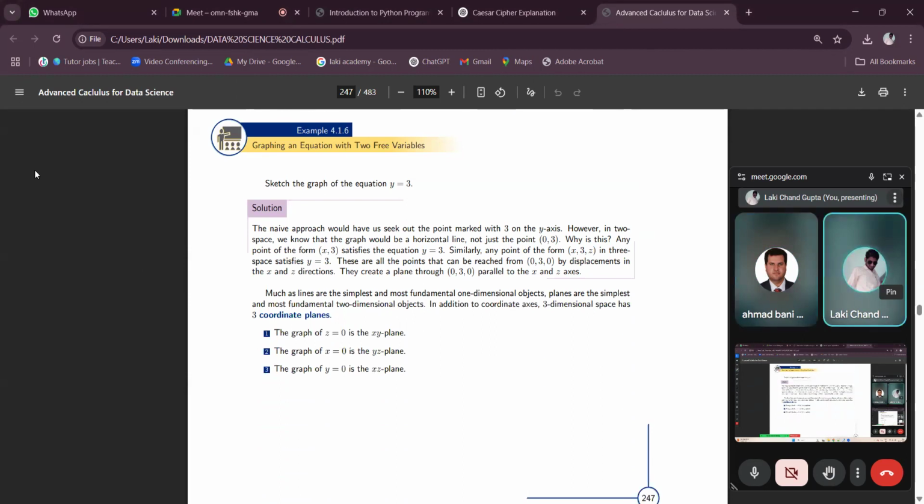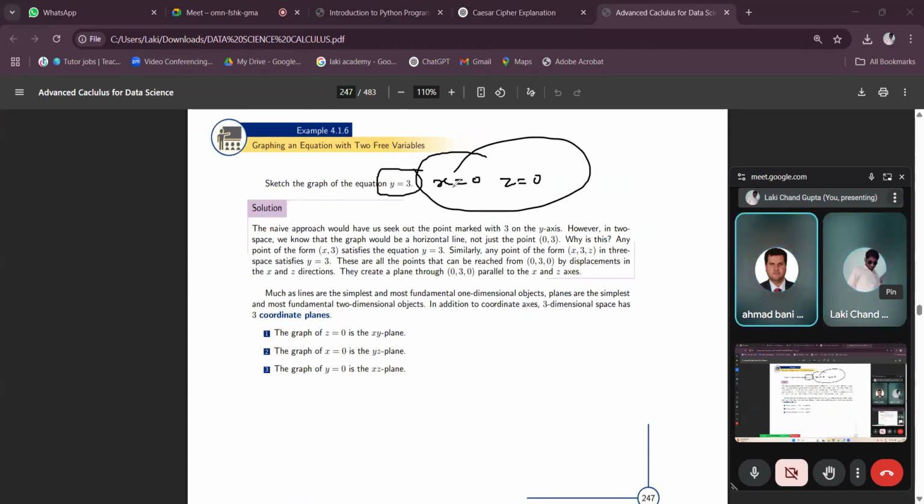Okay, what is a free variable? A free variable means the other part is not present. Suppose y is equal to 3, it means x is 0 and z is 0. This is called a free variable. When x is 0, it means that in the 3D coordinate system the point is going only along the y axis.